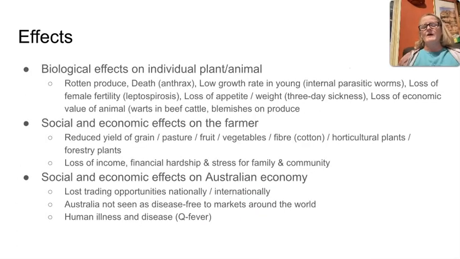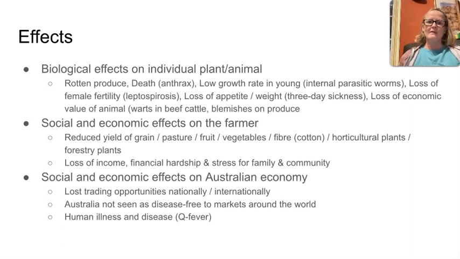Let's have a look at the effects of these things. So when there is disease in agricultural production, there are three big things that we need to consider. The biological effects actually on the individual diseased animal or plant, the social and economic factors that affect the farmer, and the social and economic factors that affect the Australian economy.